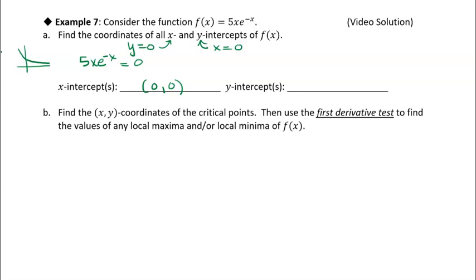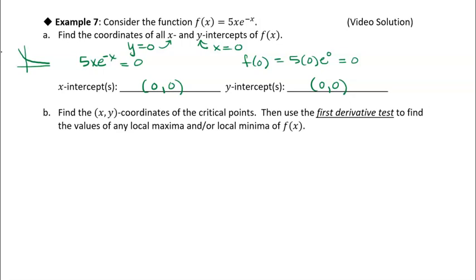That's kind of given us the y-intercept as well, because obviously when x is 0, y is 0. But normally we would find the y-intercept by computing f of 0. If we put in x equals 0, you get 5 times 0 times e to the 0. Anything times 0 is 0, so you get 0. So in this particular function, the x and y-intercepts are the same. It just passes through the origin at (0, 0).